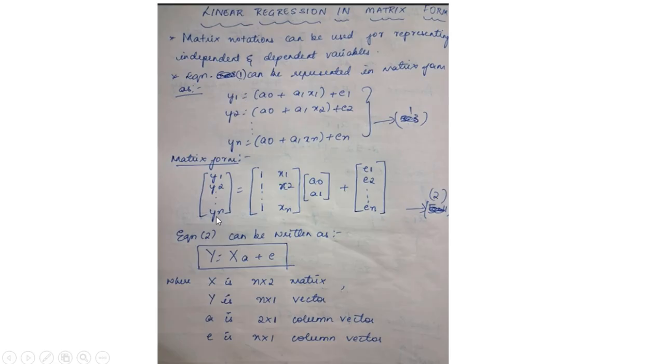You will have y1 to yn on the left hand side, and on the right hand side you have the x matrix, this is the coordinate matrix, and this is the error matrix. So basically y is an n cross 1 vector, x is an n cross 2 matrix, A is a 2 cross 1 column vector, and E is an n cross 1 column vector.